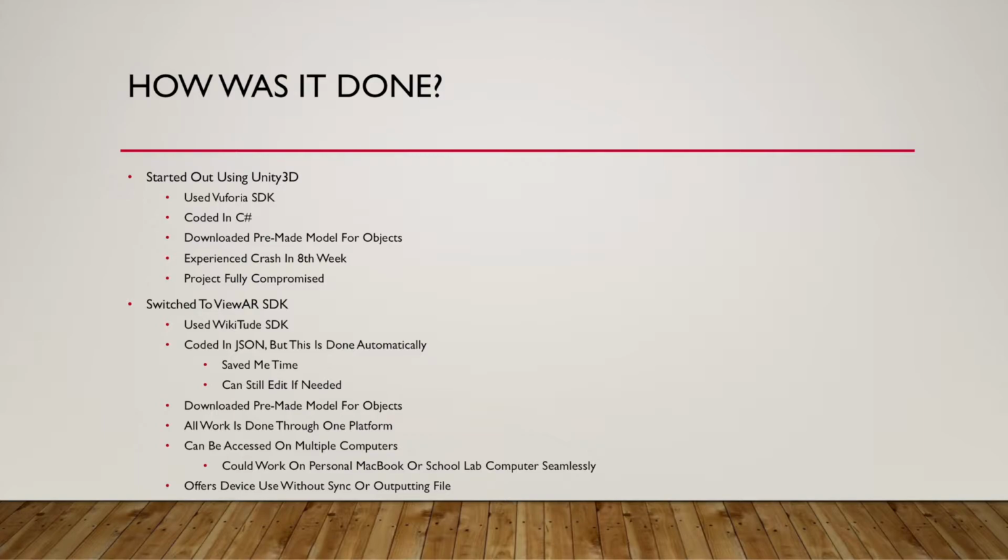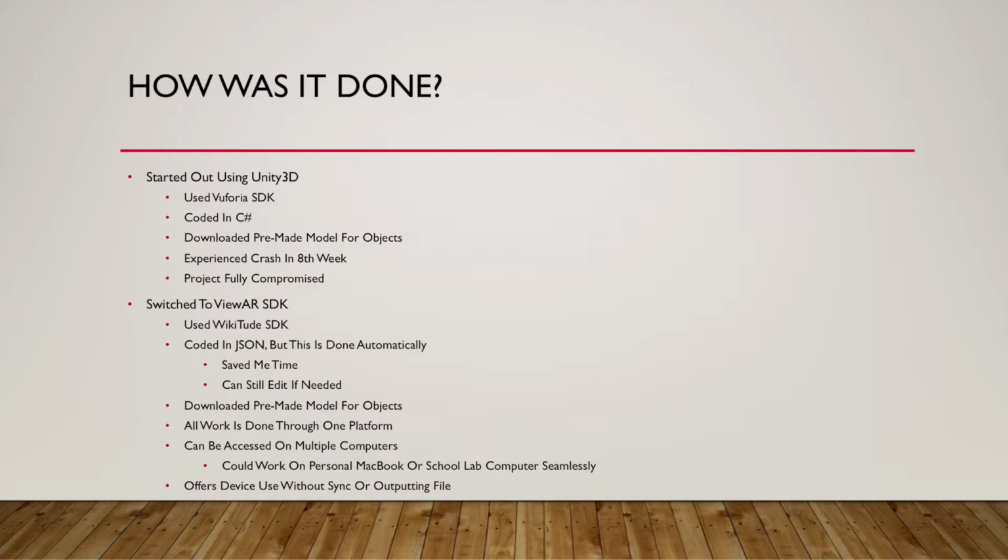The Wikitude SDK is basically what kept me on track and kept me from failing this project, as it offered templates which came with buttons and tracking already coded in. The coding was done in JSON and was done automatically, which also saved me an enormous amount of time, but the code could still be edited if need be.